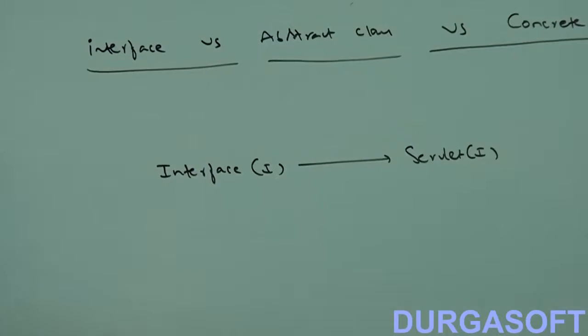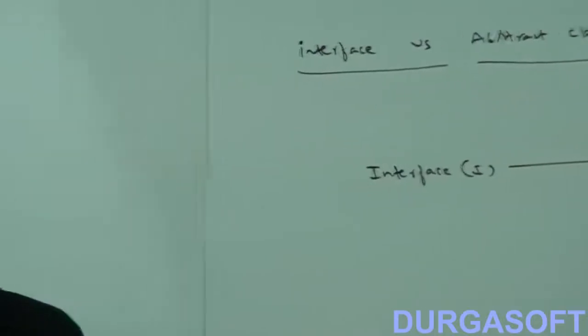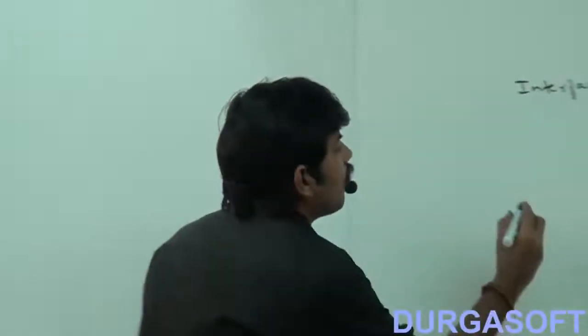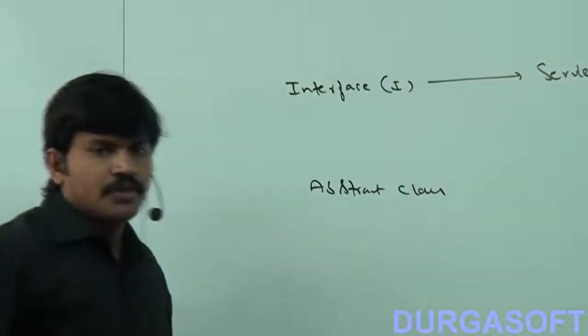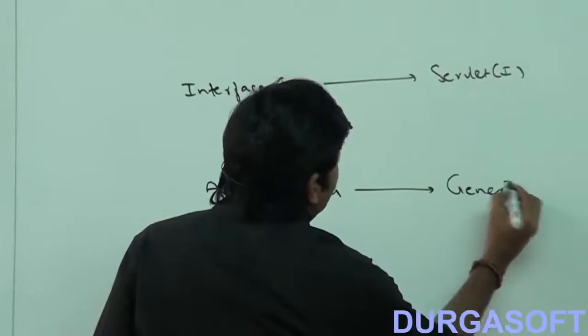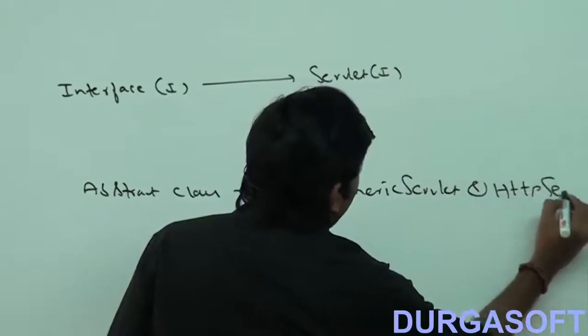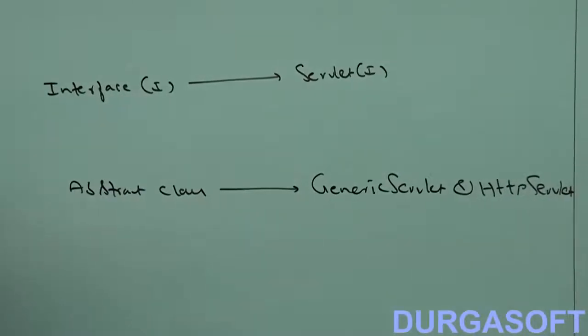Next, when should we go for abstract class? We are talking about implementation, but not completely, just a partial implementation. Then we should go for abstract class. If you want an example for that, it is GenericServlet and HttpServlet. These are examples of abstract classes, right?